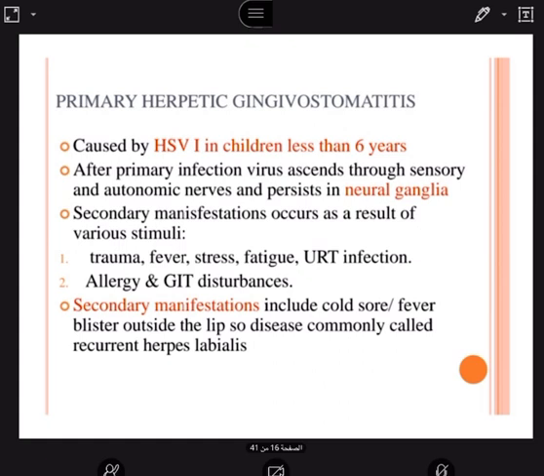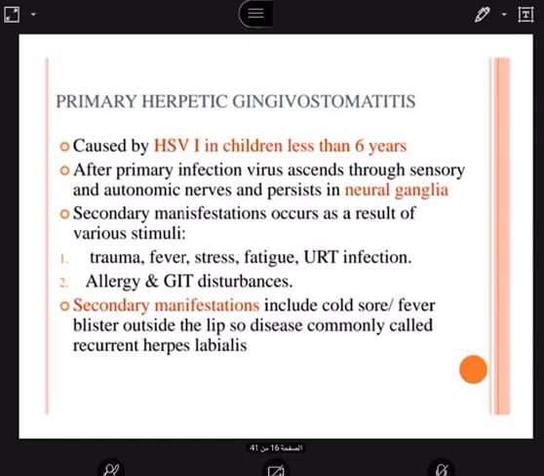So what are the various stimuli? Trauma is one. Fever, when you are stressed out, when you are fatigued. Upper respiratory tract infections, certain kinds of allergic and gastrointestinal disturbances can trigger this again. And secondary manifestation is usually seen as a condition called recurrent herpes labialis.